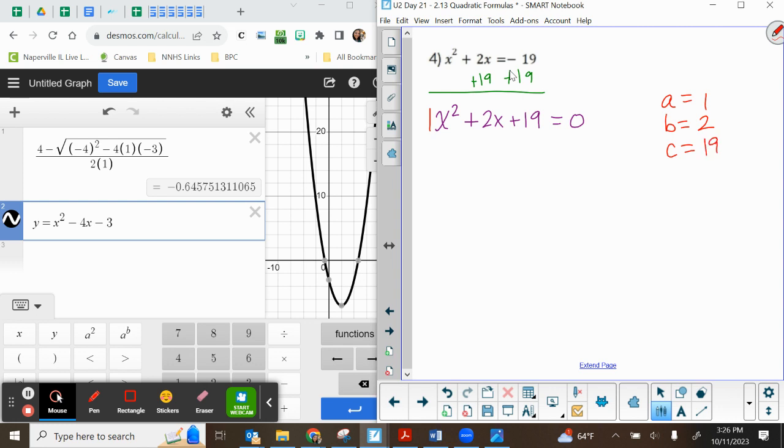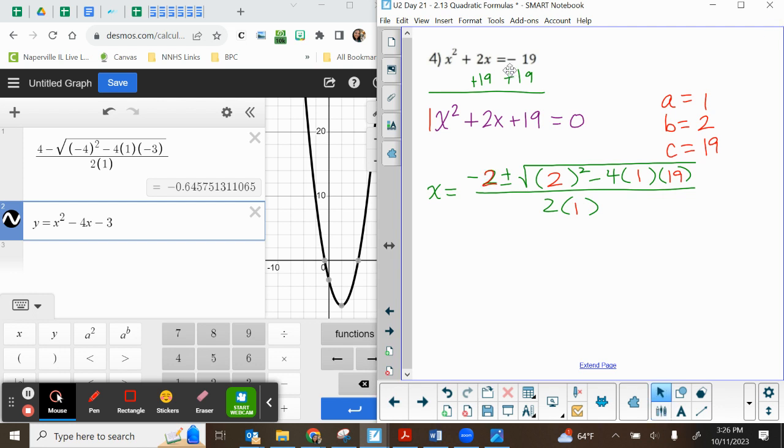Everything's positive. And now I'm going to say, okay, so x equals the opposite of b, so negative 2, plus or minus the square root of b squared minus 4ac all over 2a. And then I'll fill those in. So b squared, that's 2 squared, minus 4ac all over 2a. That was the opposite of b, by the way. That's where that came from.